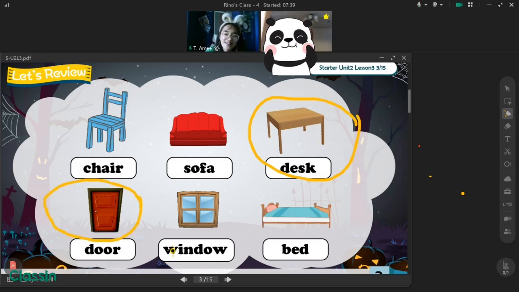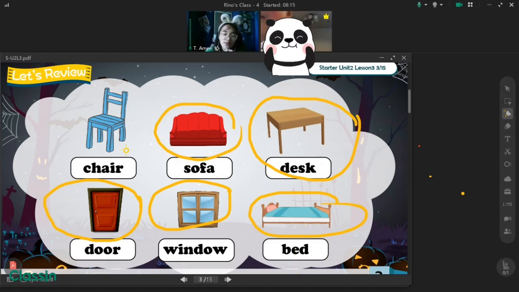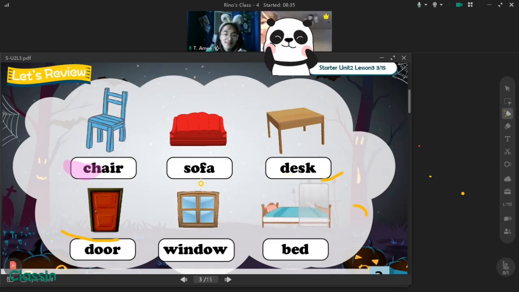Next, what's this, Reno? Door. Yeah, door. Next, how about that? Window. Yes. How about this? Bed. Okay, let's repeat. Reno, follow after me. Chair. Go. I cannot hear you. Chair. Sofa. Desk. Door. Window and bed.